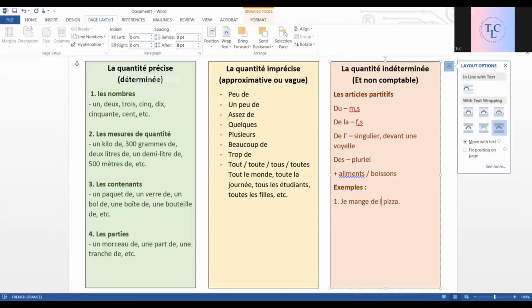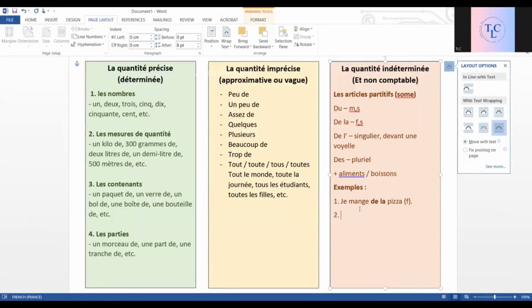Je mange de la pizza. And sometimes it's translated in English as some, but not always. Okay, but that some is article partitif. I ate some pizza, or just I ate pizza. So we add the la here, that is article partitif, because pizza is feminine, so obviously the la will be added.